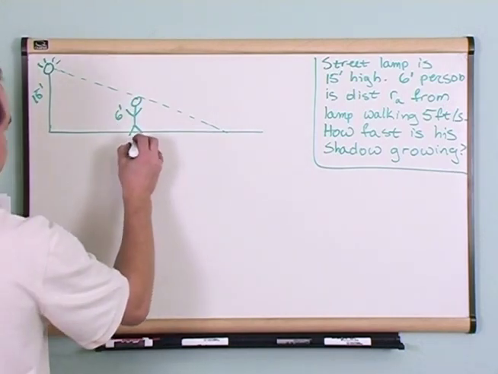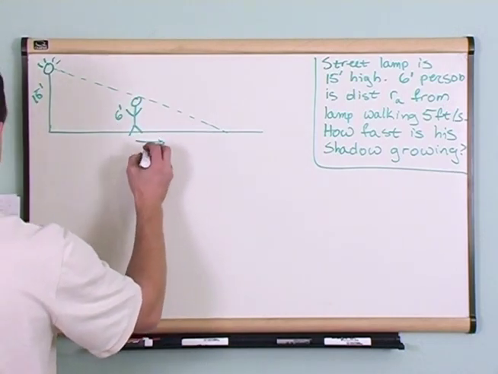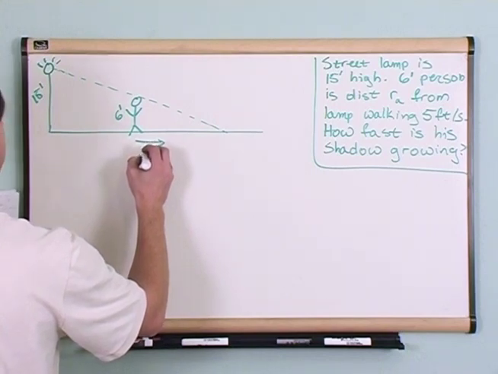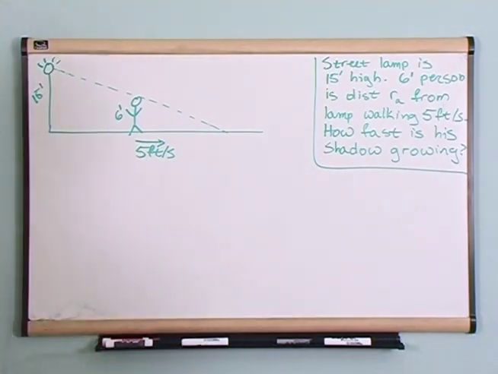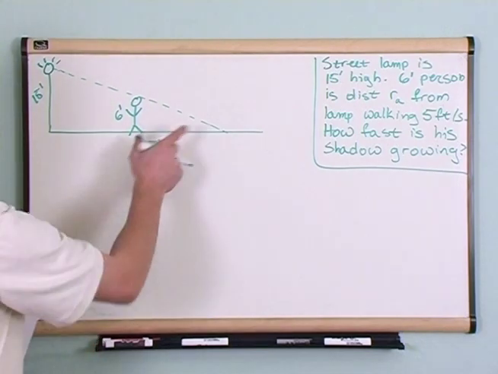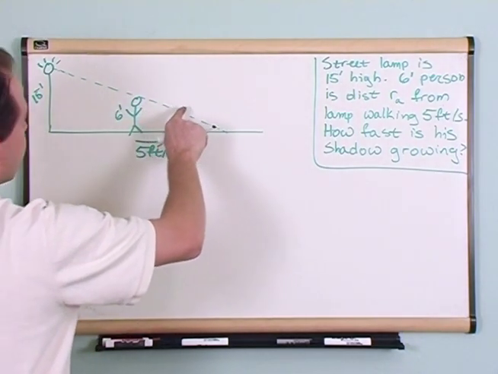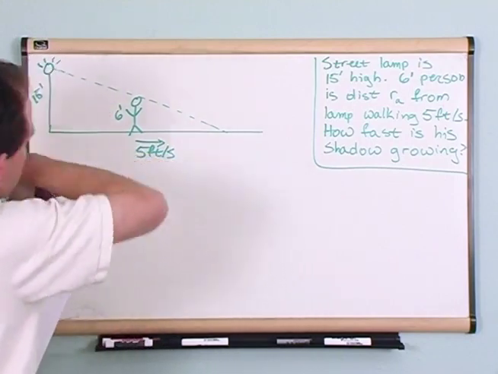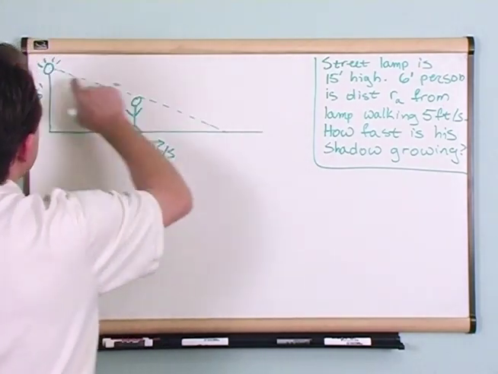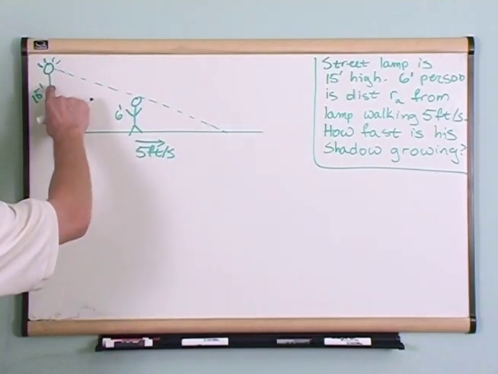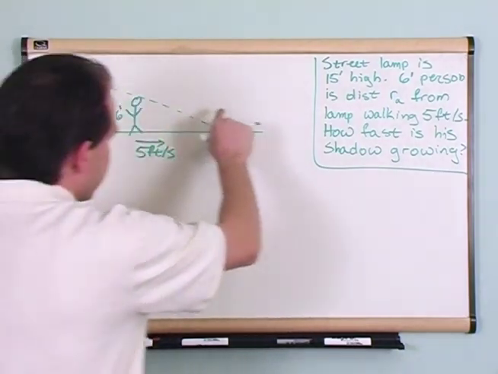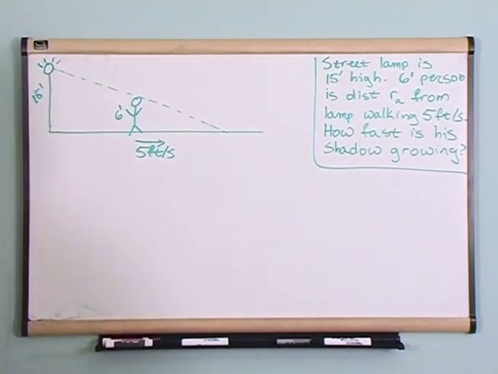Now, this guy is actually walking to the right at 5 feet per second. He's walking that way. And the question is, how fast is his shadow growing? As he gets farther and farther away, like when he's over here, let's say, then you're going to cast a longer and longer shadow. When you're standing right underneath the light, you're going to have a real short shadow. So eventually it's going to get bigger and bigger as he gets farther away.